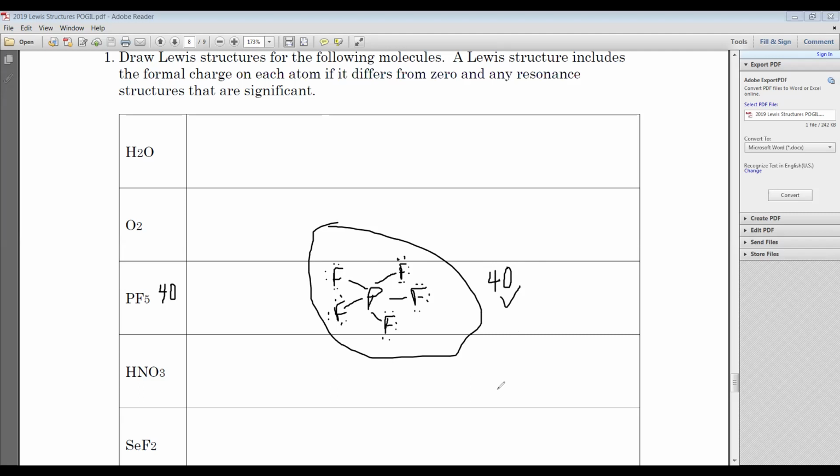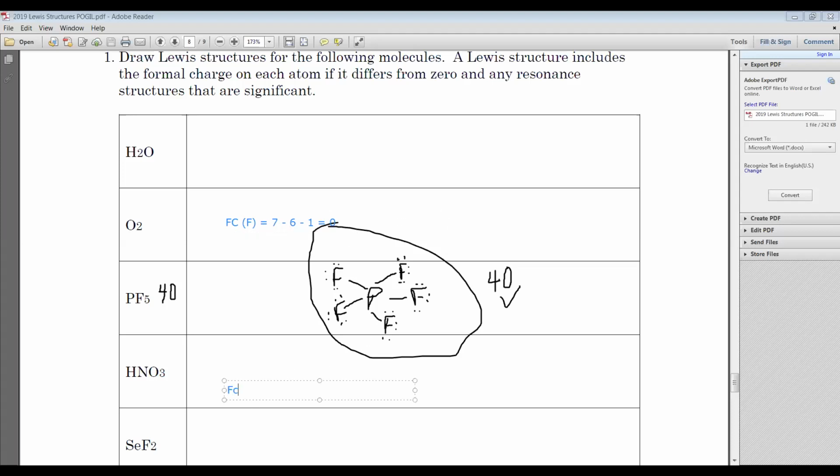On that end, from a formal charge standpoint, on the fluorines, all the fluorines are the same. They all have one bond and six dots. So seven valence electrons minus six dots minus one bond is a formal charge of zero.